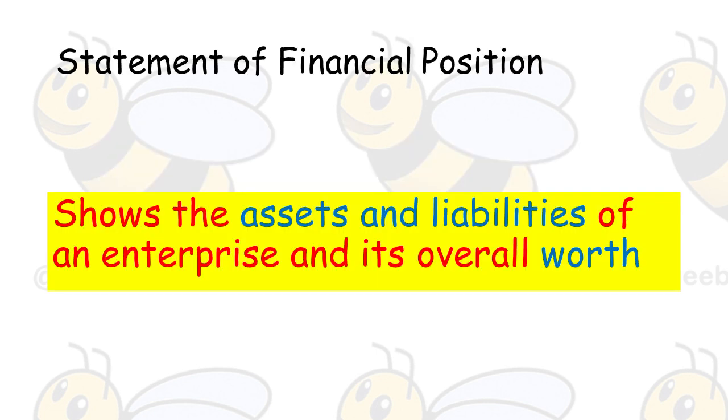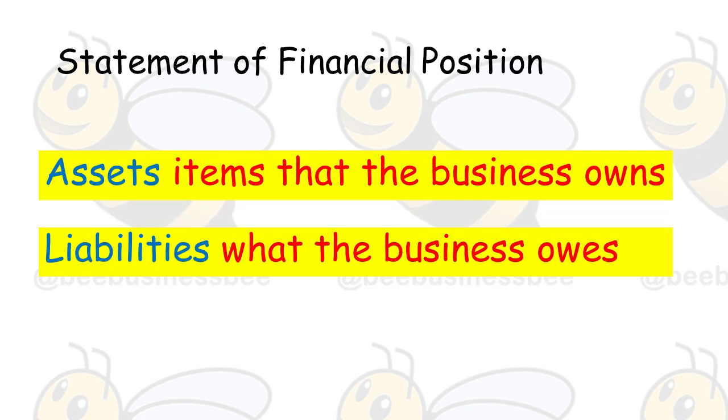So the statement of financial position shows us the assets and liabilities of an enterprise, or it tells us what the overall value of an organisation is. It shows us our assets and our liabilities and can be used to show worth. Remember that. An asset is an item which a business owns, and the opposite of an asset is a liability. And a liability is something that a business owes. So you want to have more assets than liabilities.